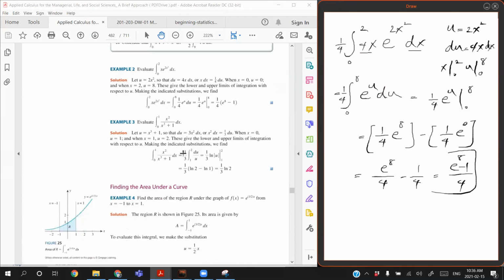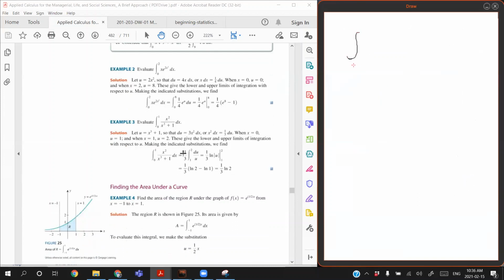Example 3. Definite integral from 0 to 1 of x squared over x to the power of 3 plus 1 dx. I'm going to take u to be the denominator. So u is x to the 3 plus 1. Then du will be 3x squared dx. I am missing the 3.